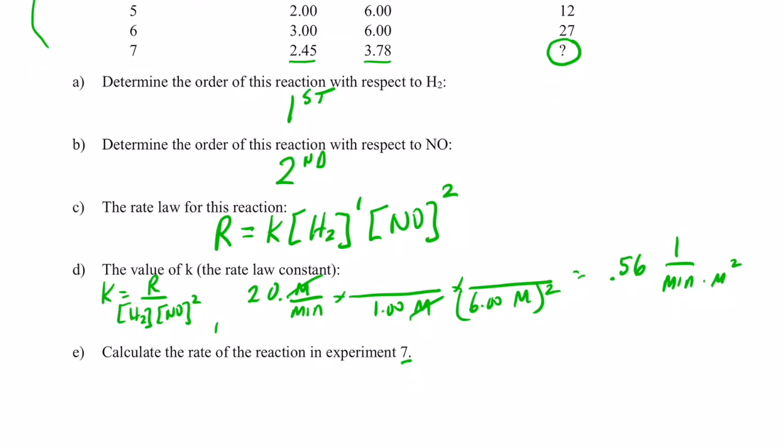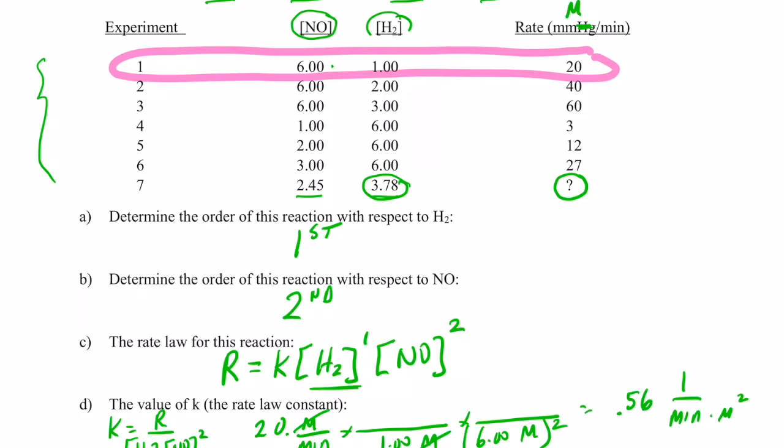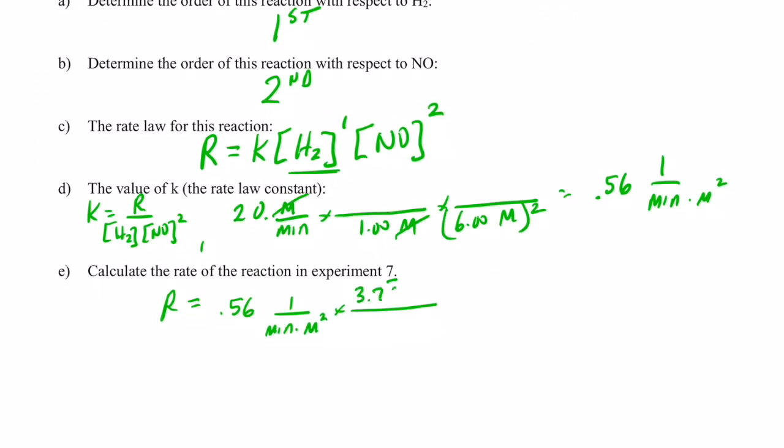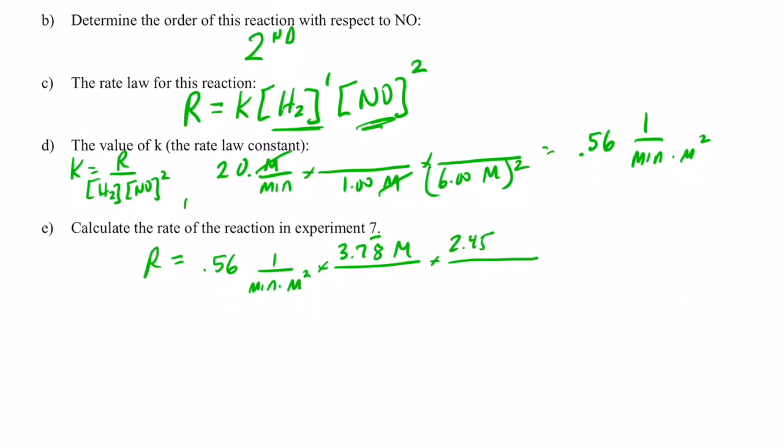R equals K, which is 0.56, 1 over minute molarity units squared, times H2 concentration during that experiment, which is 3.78 molarity units, times NO concentration squared, which is 2.45. So we have 2.45 molarity units, and we're going to square that. So it looks like my molarity units squared cancel out, and I have molarity units per minute again as my unit, which is perfect because that's a rate unit.